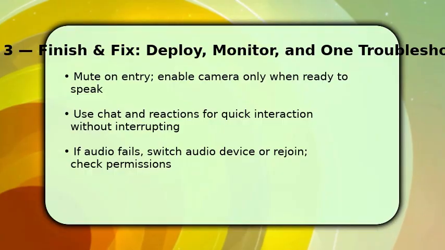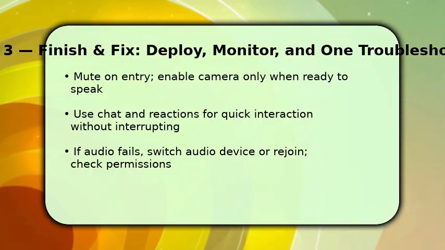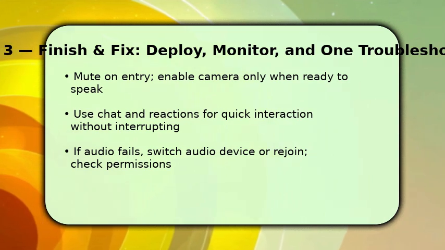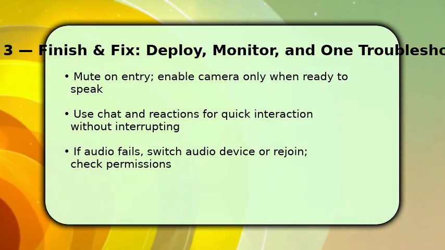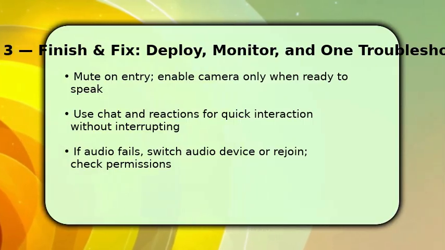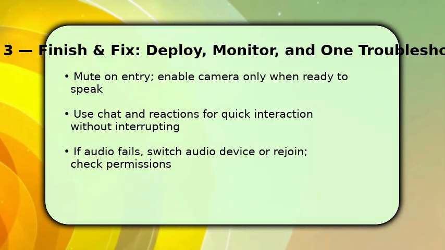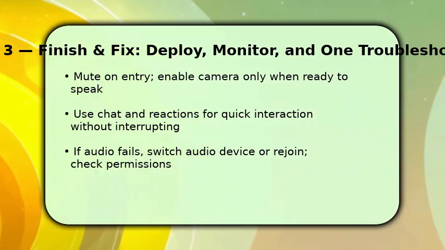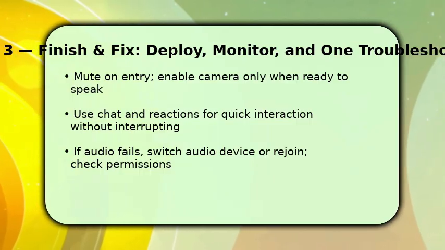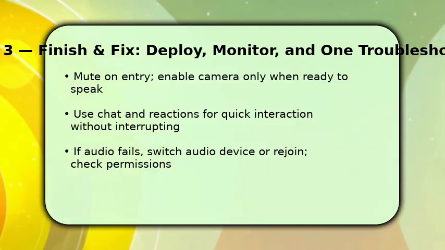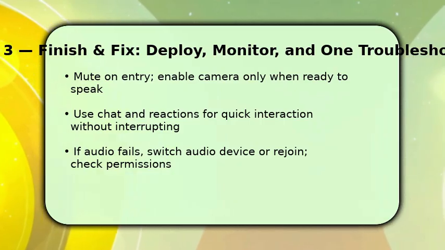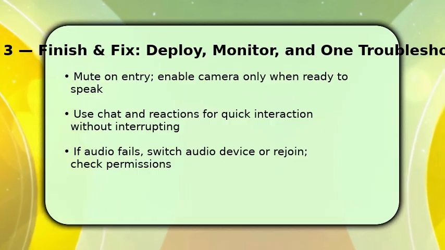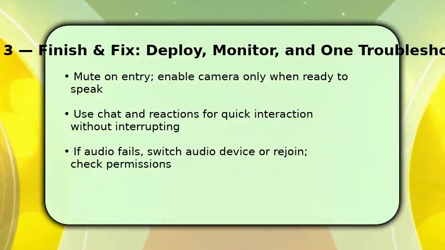You finish joining by adjusting settings for participation, and you handle the common issues. Mute yourself on entry to avoid background noise and enable your camera only when you're ready to present. That keeps the start professional. Use chat and reactions to interact without interrupting the speaker. If audio or camera fails, leave and rejoin, switch the audio device, or check app permissions. These steps solve most problems. If nothing works, restart the app and try again, because a fresh start often clears glitches.